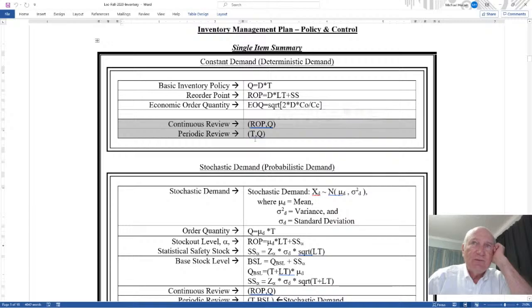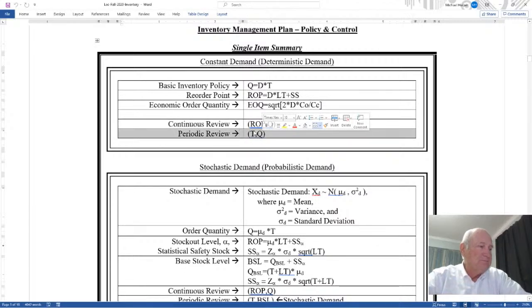Periodic review says, well, T is a time between orders. Like I'm going to be ordering once a week. So I'm not going to continuously review my inventory. I'm going to review it once a week. So I go look at my inventory. Oh, I need to order this much. I'll order this much. So those are two different approaches that we'll be looking at.